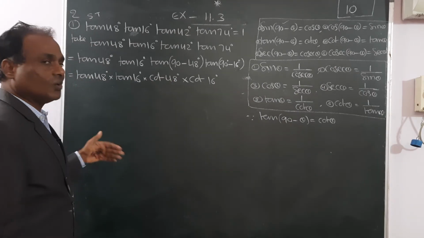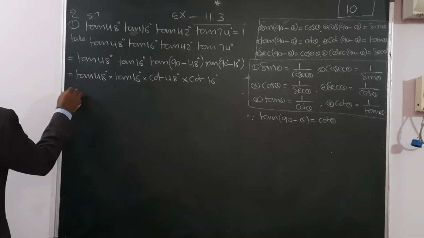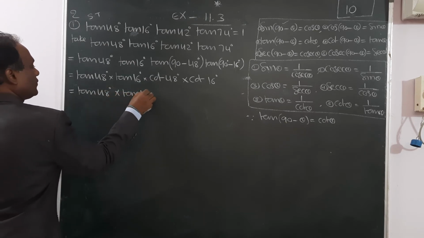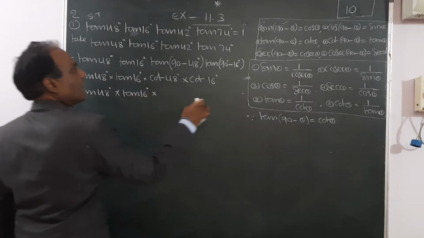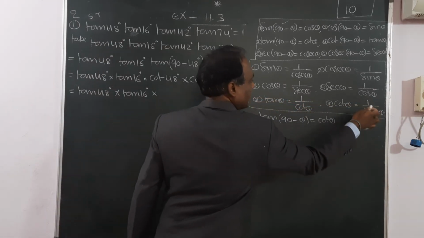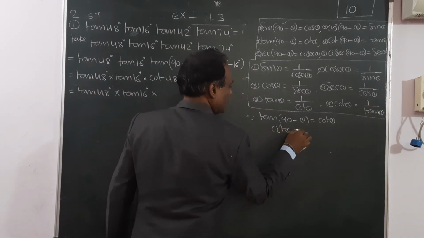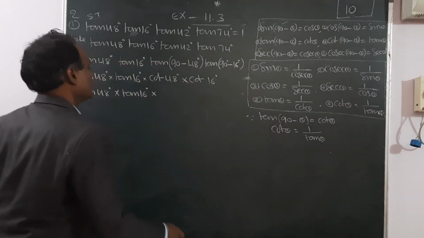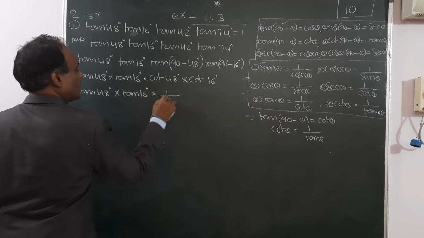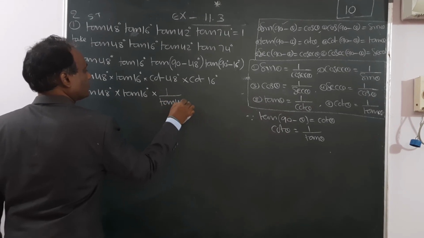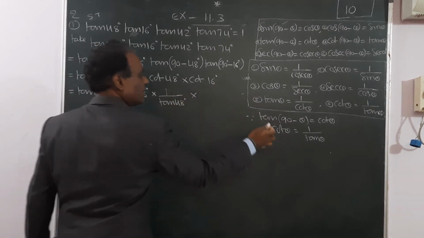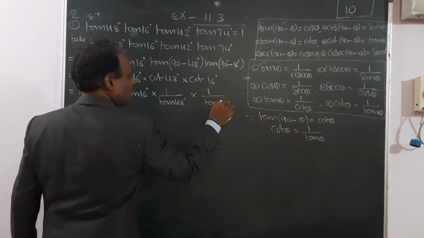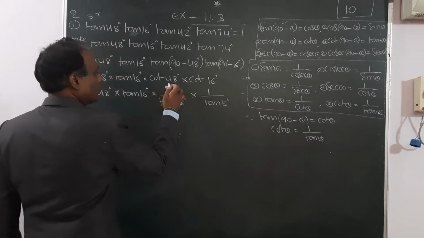We don't know any value. How to further simplify? Cot is equal to 1 by tan. Cot is equal to 1 by tan. 1 by tan, what angle? 16 only. Cot is equal to 1 by tan.